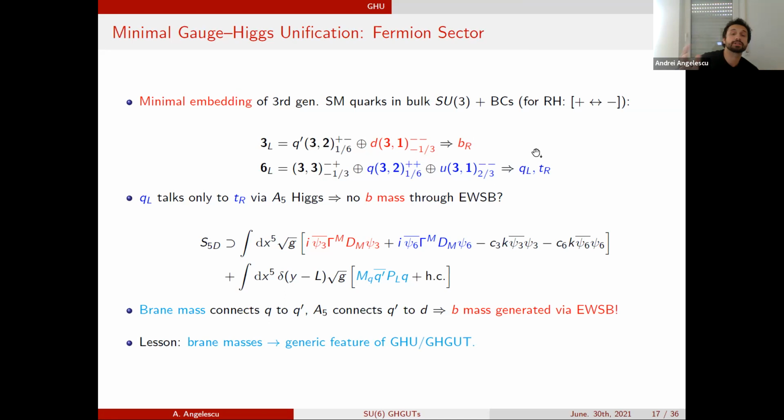And this is all just to say that in these kinds of models, these brane masses are a necessary ingredient to obtain a realistic spectrum at lower energies for fermions.